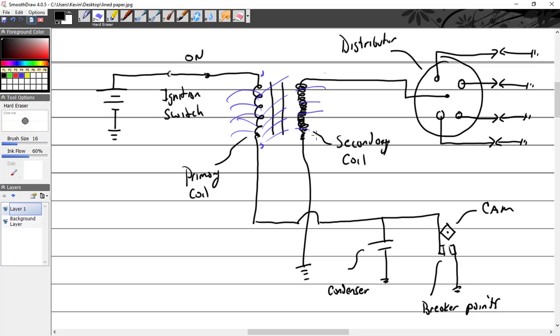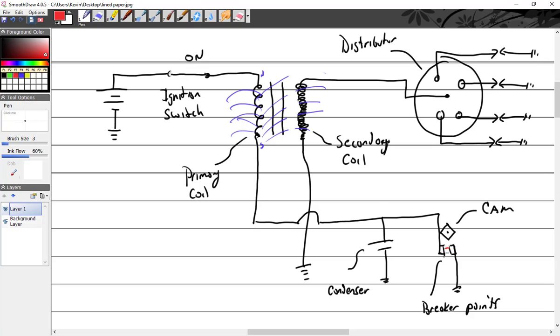So this all dies off because the points are open. Why is this condenser here? When you arc across the points, the condenser would be the easier path than jumping across. Okay. So if it wasn't for the condenser, what would happen is... it would not be like the Titanic. It would just be jumping off.